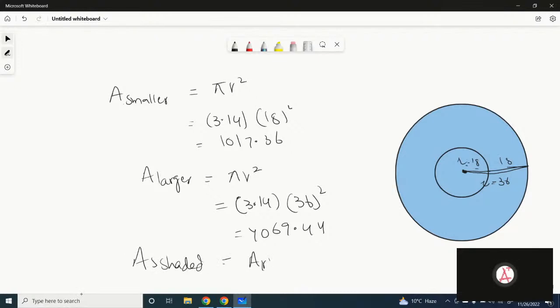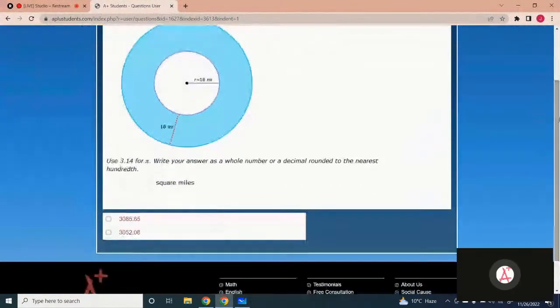So the area of the shaded region is the area of the larger circle, subtract the area of the smaller one. Got it? Just do 4096.44 subtract 1017.36. So it would be 3079.08. Got it? It would be 3079.08. Got it, everyone? If you have any question, please write the question in the chat box. I will answer all your questions. Got it?